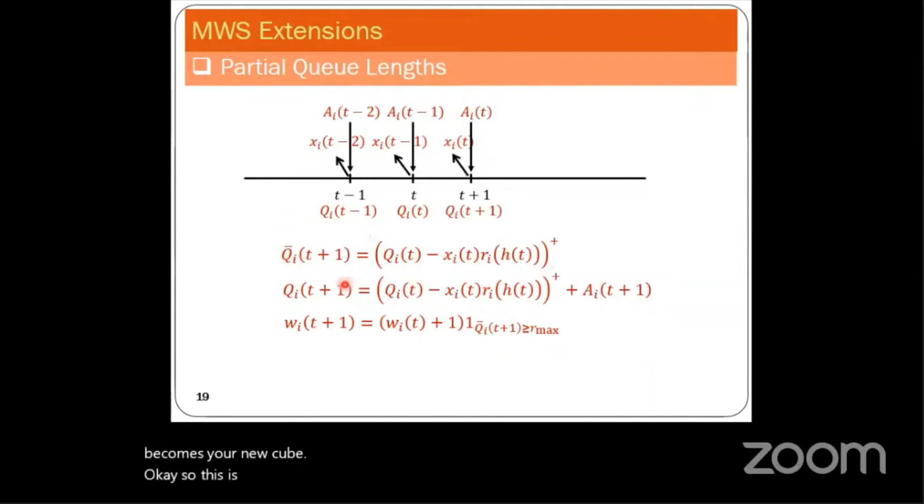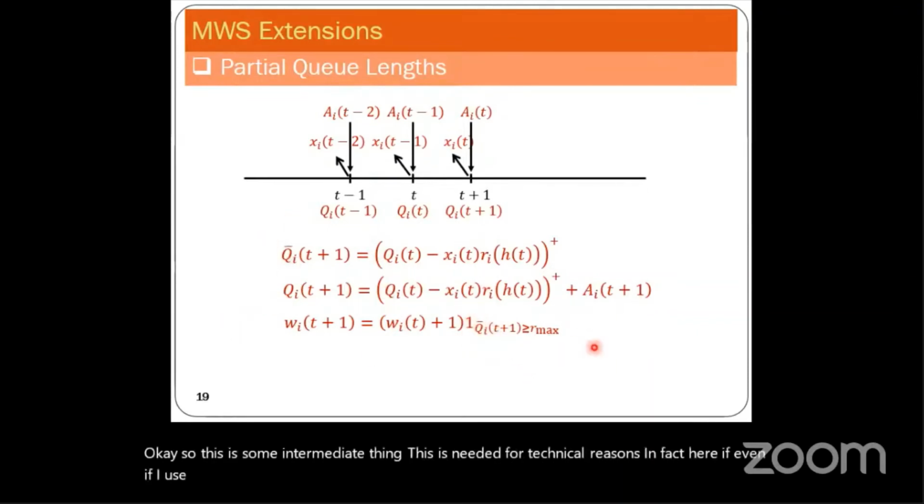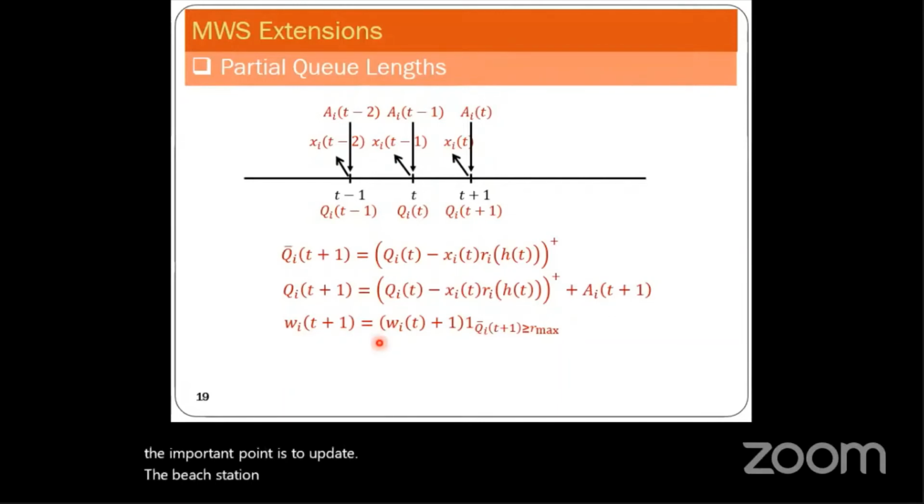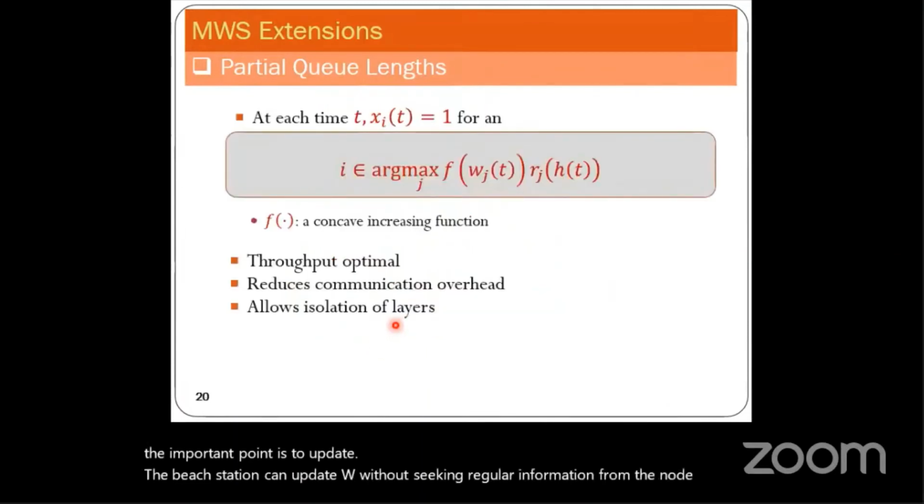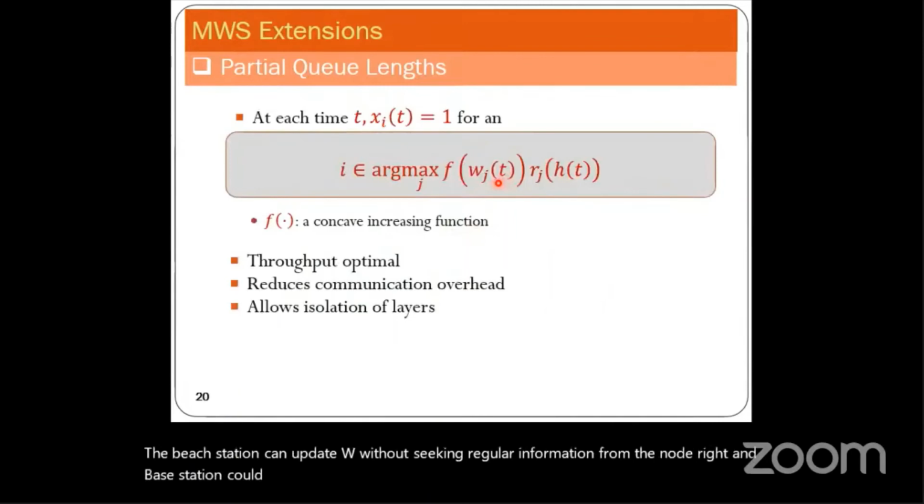So this is some intermediate thing. This is needed for technical reasons. In fact, even if I use Q, it works most of the time, but it's needed for some technical reason, right? But the important point is to update W. The base station can update W without seeking regular information from the nodes, right? And the base station could use W instead of Q, and still this new scheme will continue to be throughput optimal.